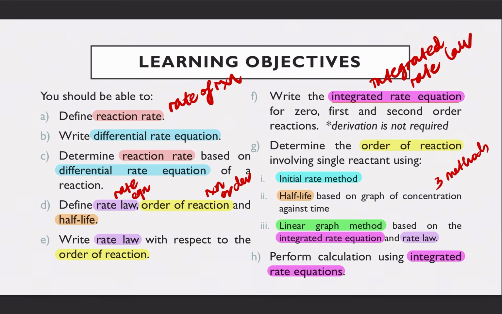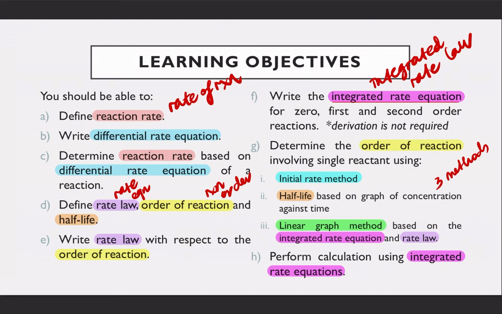We will need to know a few new terms which are reaction rate, differential rate equation. You need to know differential rate equation so that you can determine your reaction rate. Then you need to know what is rate law, order of reaction, and half-life. Then you need to know how to write down rate law with respect to your order of reaction. Once you know what is rate law, you can write your integrated rate equation. For first and second order specifically, you don't need to know for third order for integrated rate law.